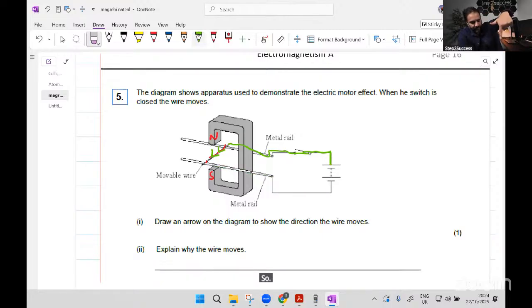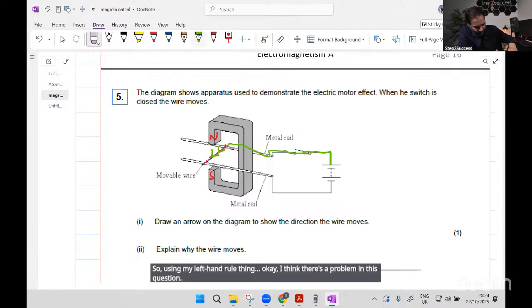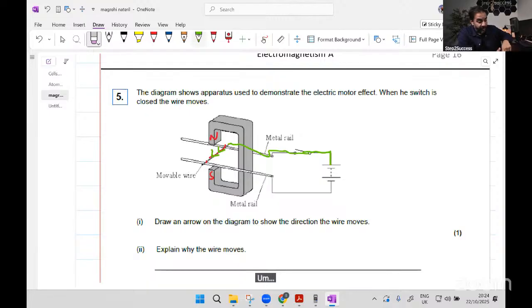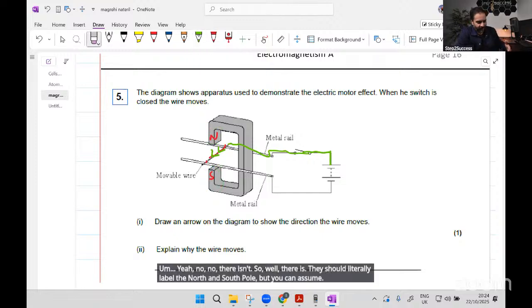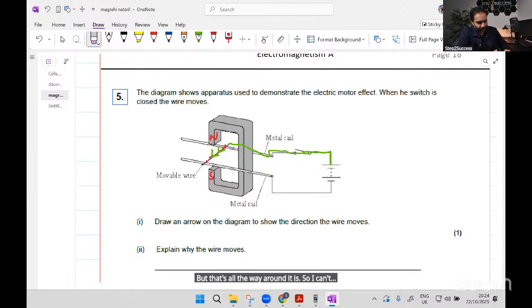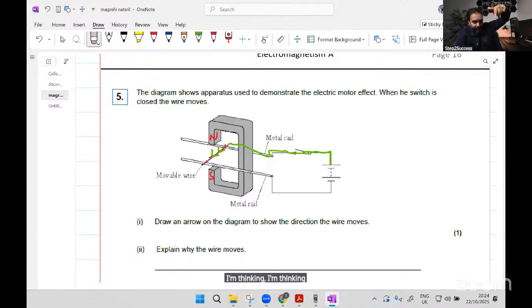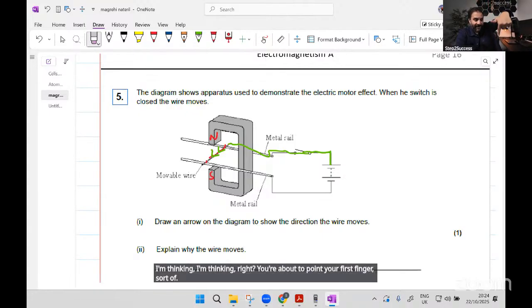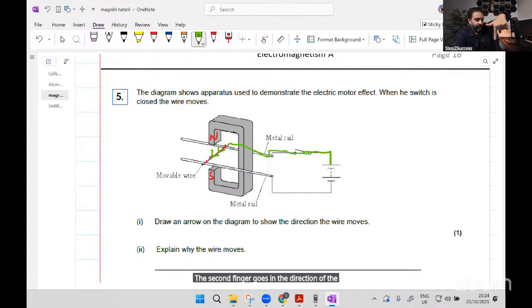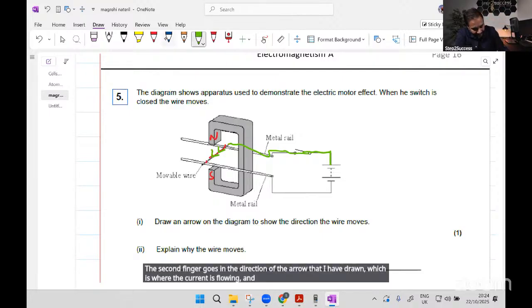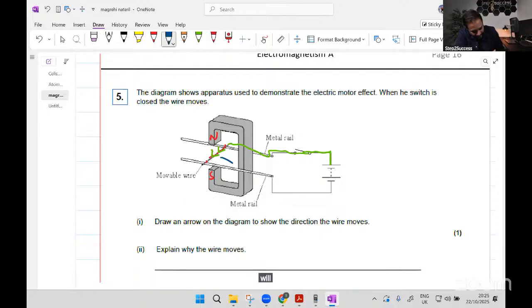So using my left-hand rule, I think there's a problem in this question. Yeah, no, there isn't. Well, there is. They should really label the North and South Pole, but you can assume that that's the way around it is. It's impossible for me to show you this. But if you got your Fleming's left-hand rule out, you're meant to point your first finger sort of downwards, because that's where the north to south direction is. The second finger goes in the direction of the arrow that I have drawn, which is where the current is flowing, and your thumb ends up pointing in that direction, which means that the wire will move in that direction.